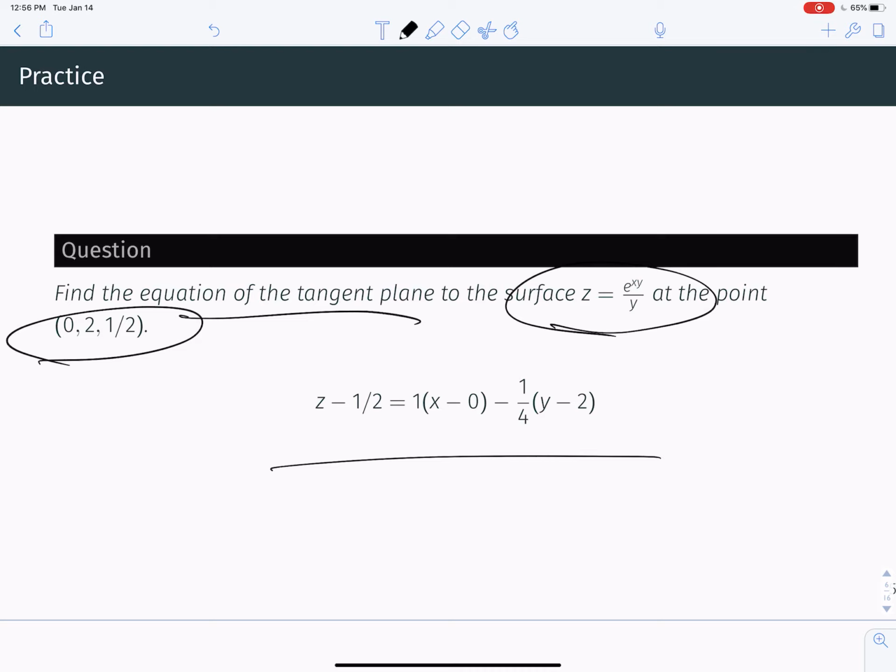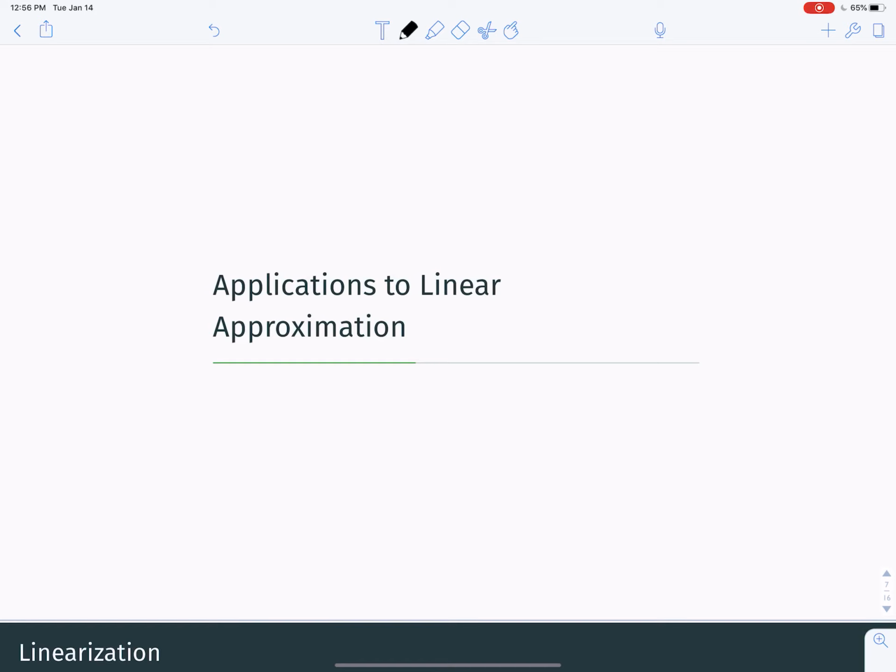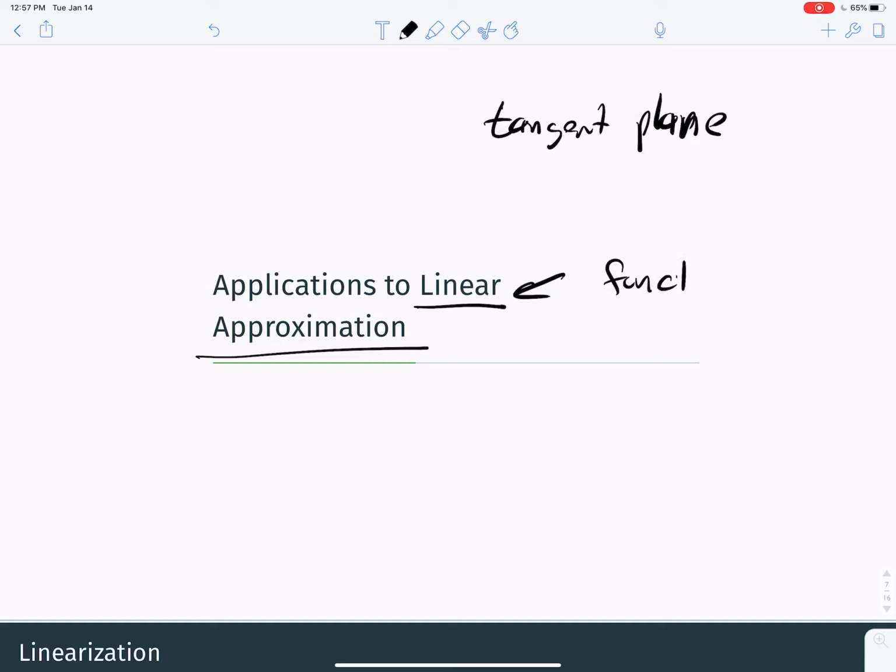All right, let's pick up where we left off with a new idea. It's not really new, it's just renaming an old idea. So we're talking about linear approximation. Previously, when we used the language of tangent plane, that was a geometric way of thinking about it. And when we do linear approximation, we're going to use a more functional way of thinking about it.